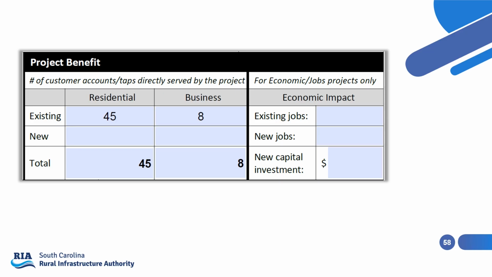If you're applying for an economic infrastructure grant for a project that will directly create or retain jobs or will involve documented new capital investment, you should fill out the economic impact section. Supporting documentation is required for any jobs or investment claimed here.